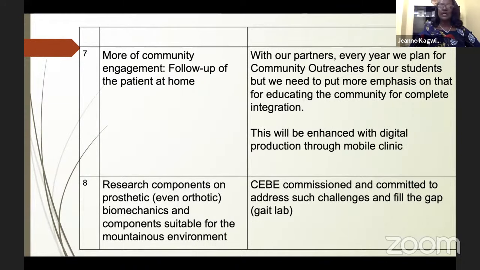Research, the college is really experienced in research. I can say it's a leading college for research for the University of Rwanda, but we have not done much in the area of prosthetics and orthotics. So we are putting more effort, with the center, into improving our research in that area. Next, please.